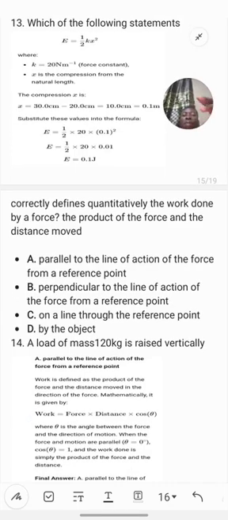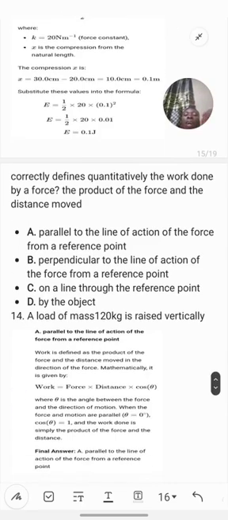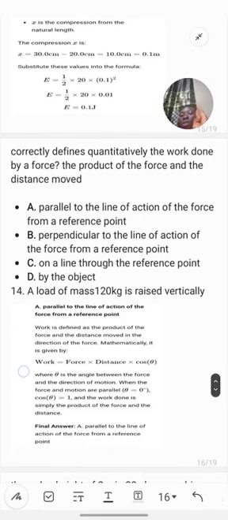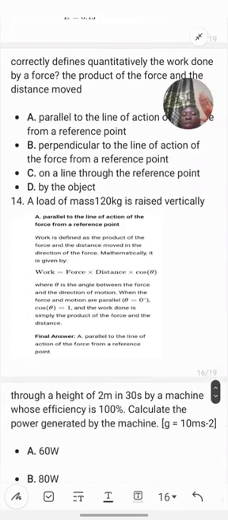So you discover that mathematically what we are saying is that work will equal force multiplied by distance multiplied by cos theta. Okay, and theta will be the angle between the force and the direction of motion. So it means that the product of force and distance moved parallel to the line of action of the force from a reference point. So that is option A.